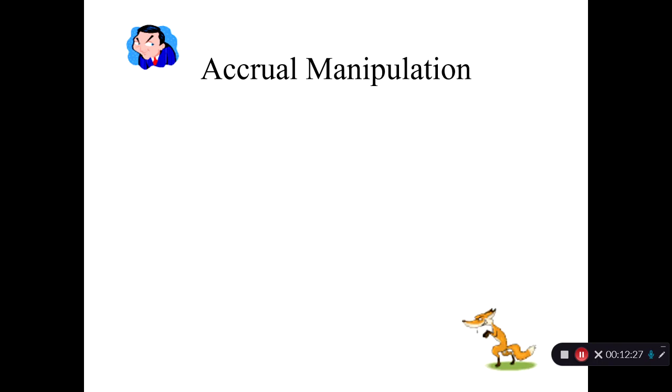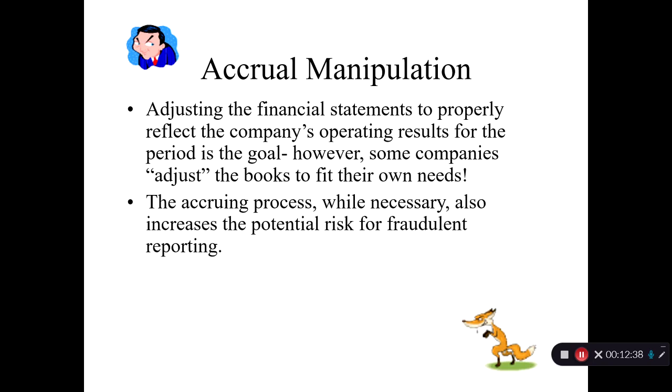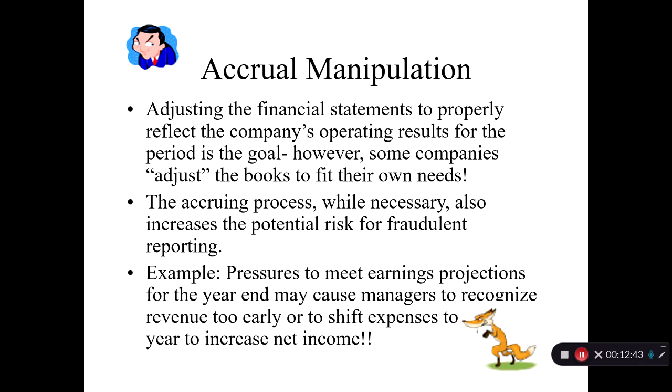Accrual manipulation. Now, adjusting the financial statements is the goal, but a lot of times this is an area where companies actually adjust the books to fit their own needs. So as an auditor and as an accountant, you have to be careful. This is a risk for fraudulent reporting. For example, pressures to meet earnings projections for the year end. Managers may shift expenses to the next year or recognize revenue too early in order to boost net income. Okay, this is not right. This is fraud, and it's illegal.